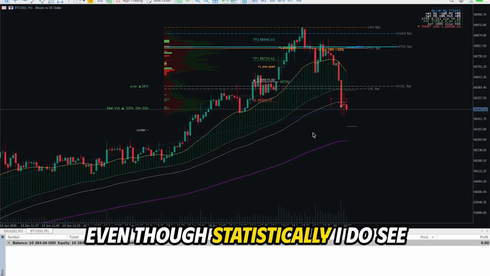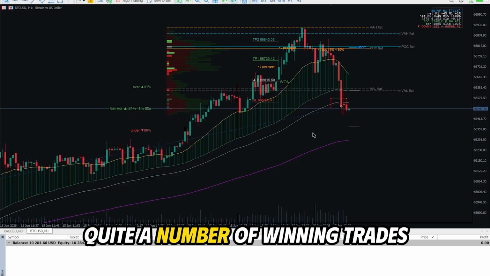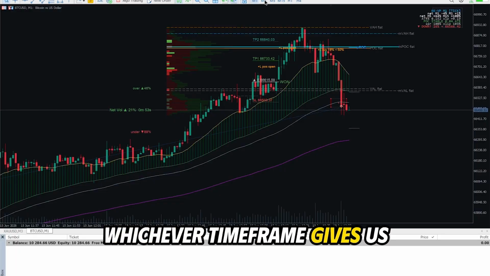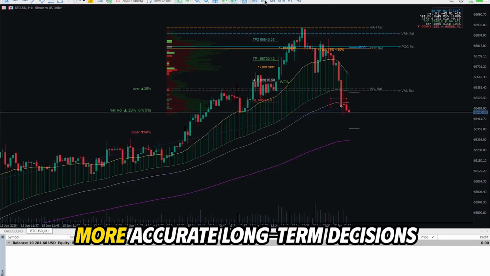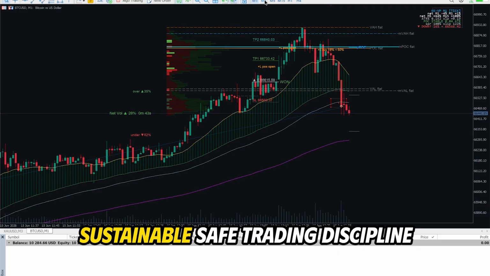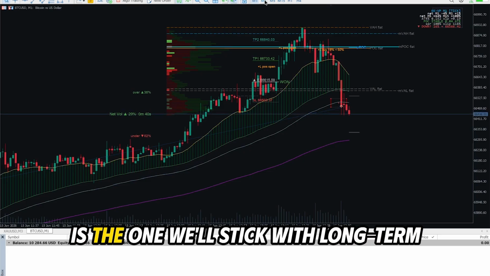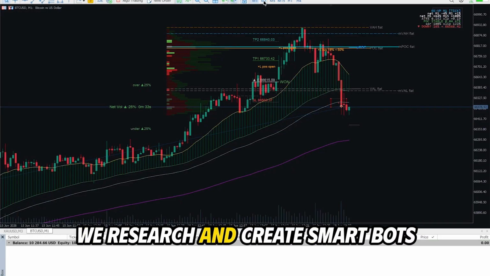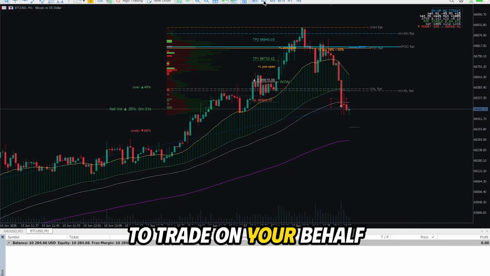Even though statistically, I do see quite a number of winning trades there, the reason is fairly basic. Whichever time frame gives us enough time to observe and make more accurate decisions, and provides us with a sustainable, safe trading discipline, is the one we'll stick with. At least that's our perspective when we research and create smart bots to trade on your behalf.